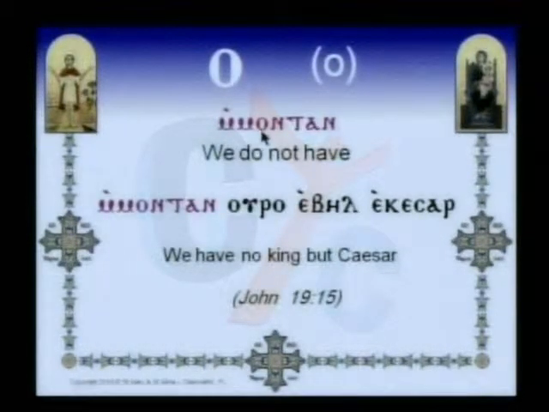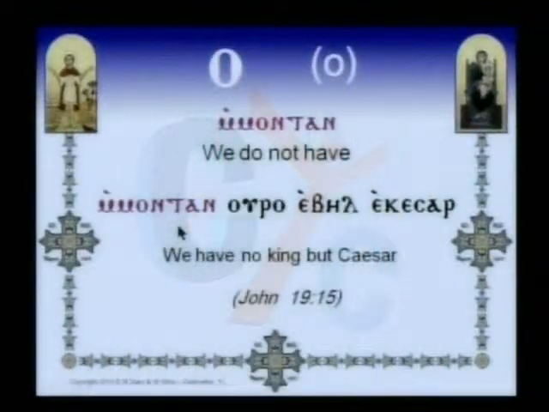So as an example of M1Tan, we do not have. This is from John 19. It says, M1Tan Uro, Evil e Caesar. We have no king but Caesar. M1Tan Uro, we do not have a king except Caesar. M1Tan Uro, Evil e Caesar.